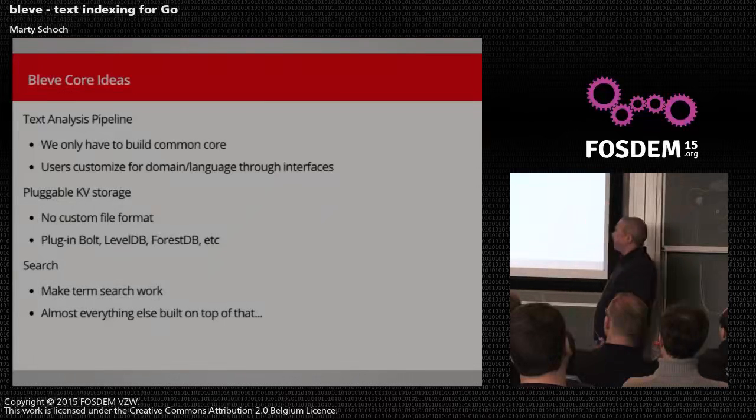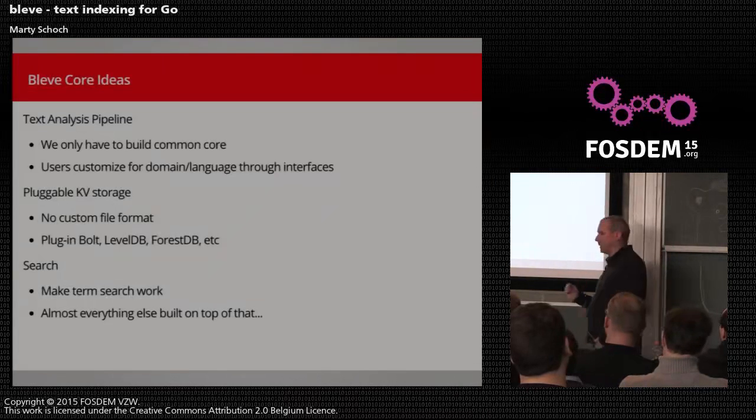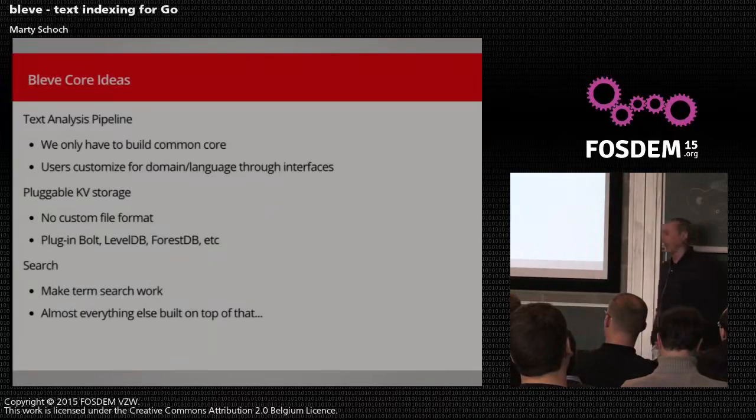The next part was this idea of pluggable KV storage. It meant we didn't have to start off by writing some binary file format to squeeze out the maximum performance up front. There's a lot of interesting ones out there right now. Like I said, we have plugins for BoltDB, LevelDB, and ForestDB. Looking into adding one for RocksDB as well.